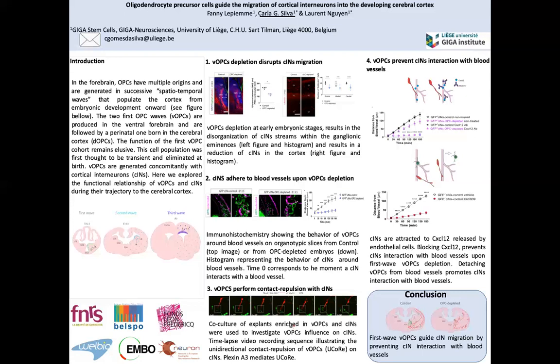In conclusion, our study shows for the first time that first wave OPCs have a very fundamental role during development in guiding cortical interneuron migration by preventing their interaction with blood vessels, a factor that would delay their arrival into the cortex. Thank you for your attention.